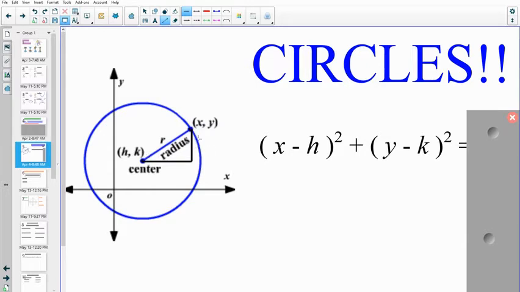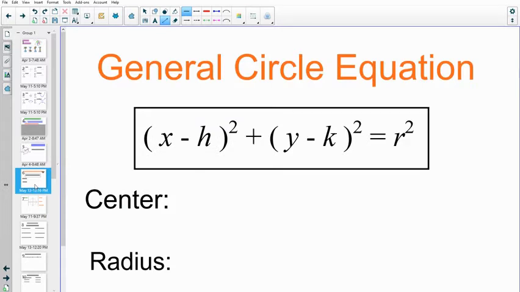A squared plus b squared equals c squared. Here's the horizontal distance, here's the vertical distance, and of course the diagonal distance, the length of the hypotenuse, is my radius squared. And so this is our general formula for a circle. x minus h squared plus y minus k squared equals r squared. And so our focus today is going to be in going back and forth between an equation that looks like this and figuring out what the center and the radius are, or given the center and the radius, how do I write down an equation?